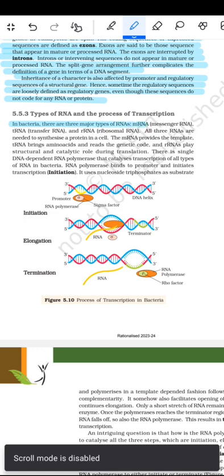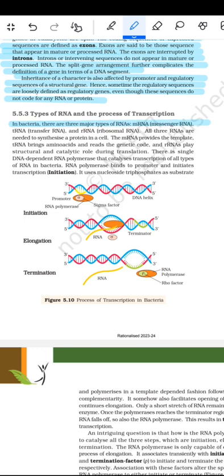So in the bacteria, there are three major types of the RNA: mRNA, messenger RNA, tRNA, transfer RNA, and rRNA, ribosomal RNA. All three RNAs are needed to synthesize a protein in the cell. The mRNA provides the template, tRNA brings the amino acids and reads the genetic code, and the rRNA plays a structural and catalytic role during the translation. There is a single DNA-dependent RNA polymerase that catalyzes the transcription of all the types of the RNA in bacteria.